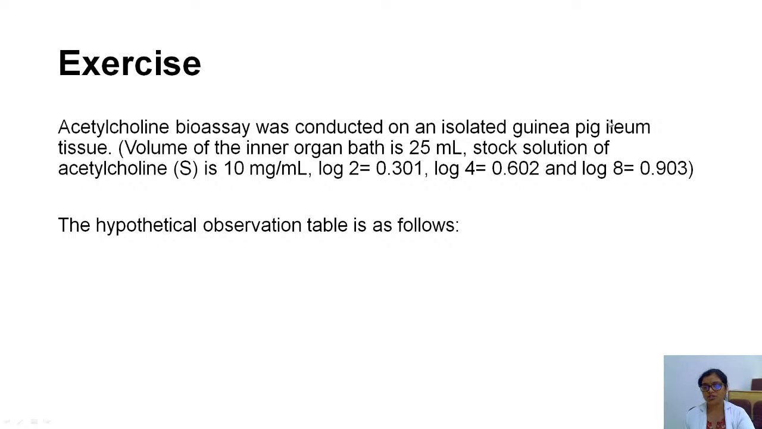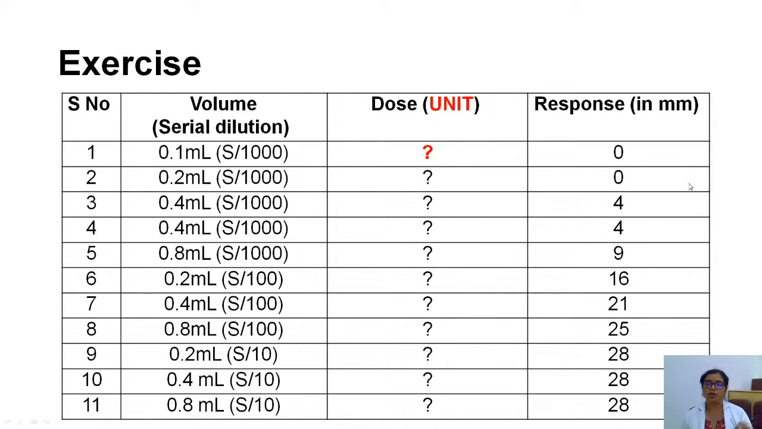There was a bioassay experiment conducted in isolated guinea pig ileum tissue. Here the stock solution is 10 mg per ml, and in our experiment, we did it as 1 mg per ml. These values are already given, and this is the hypothetical observation table. You have to complete this table. First of all, what will be the first dose? We start with 0.1 ml of S2. This is already given, you have to complete this.